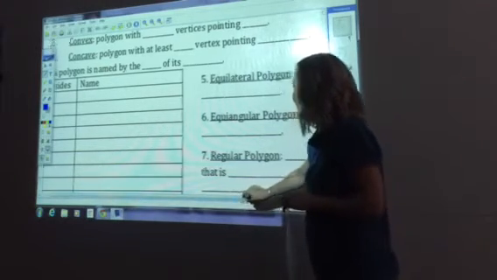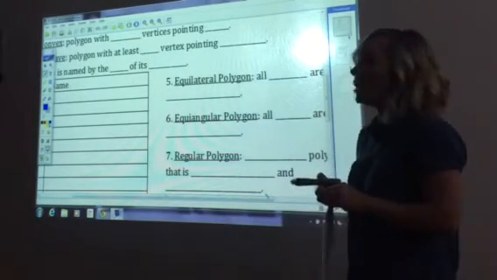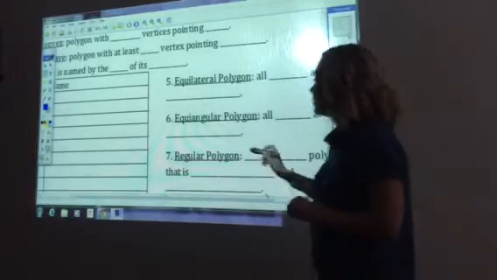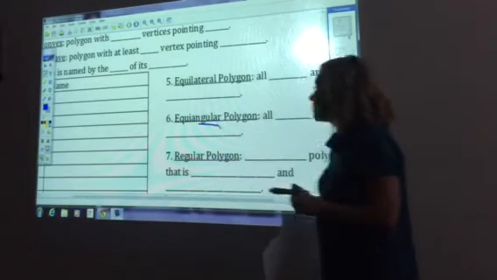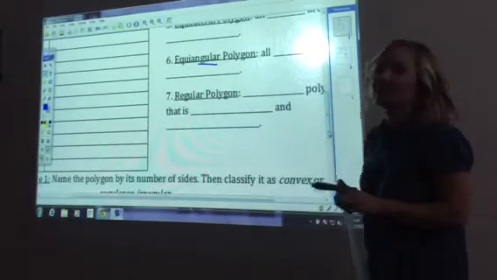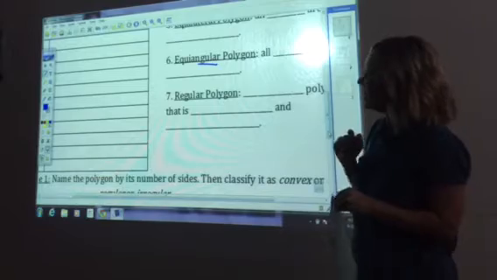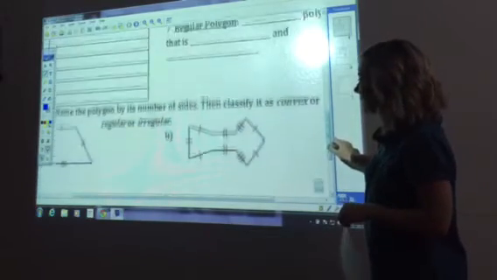An equilateral polygon is a polygon in which all sides are congruent. An equiangular polygon is one in which all angles are congruent. A regular polygon is a convex polygon that is both equilateral and equiangular. So I'll show you what that looks like right here.